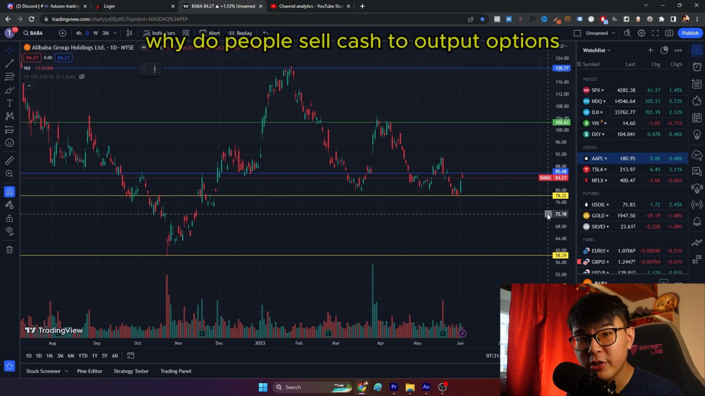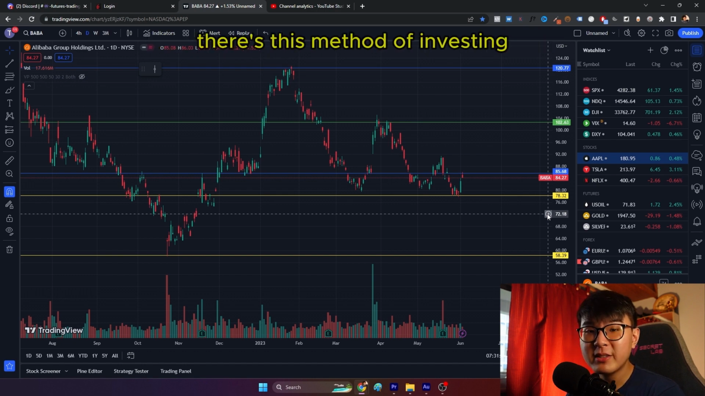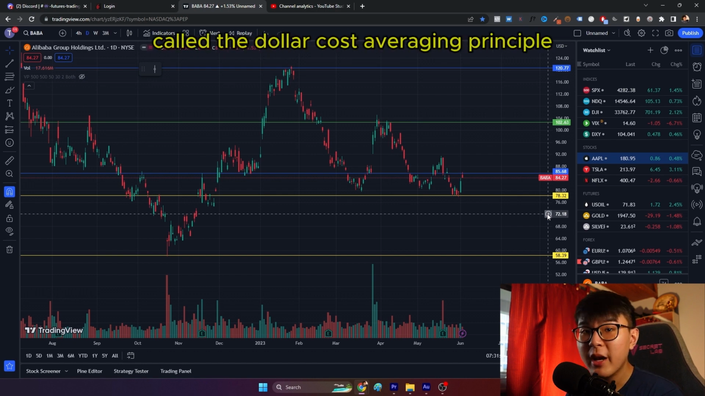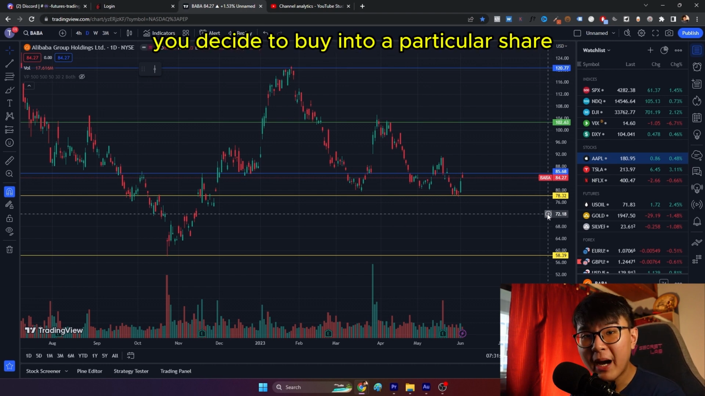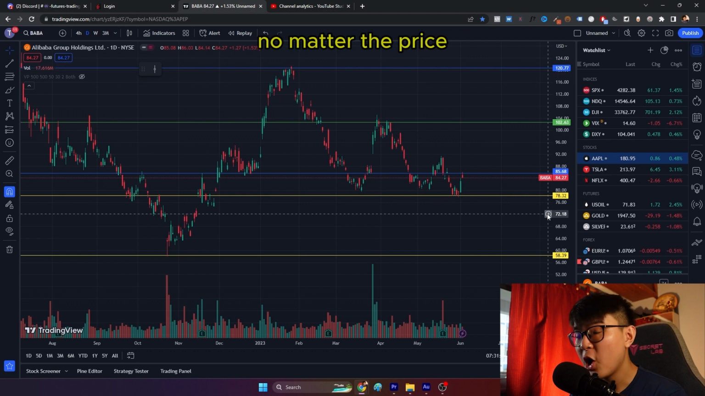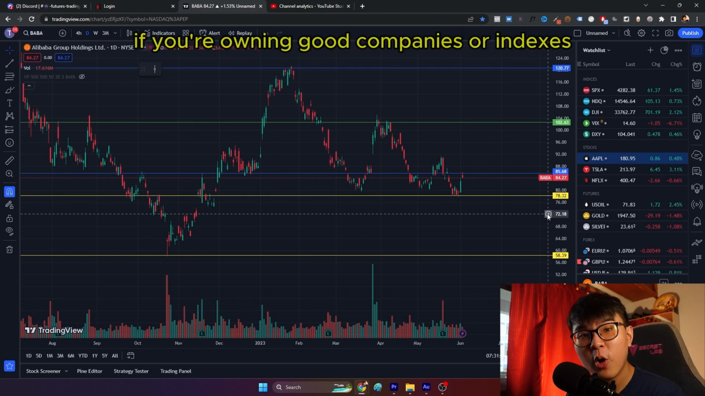Why do people sell cash secured put options? There's this method of investing called the dollar cost averaging principle. It simply means that every month or every fixed period of time, you decide to buy into a particular share no matter the price. Long-term wise, you should be profitable if you're owning good companies or indexes.